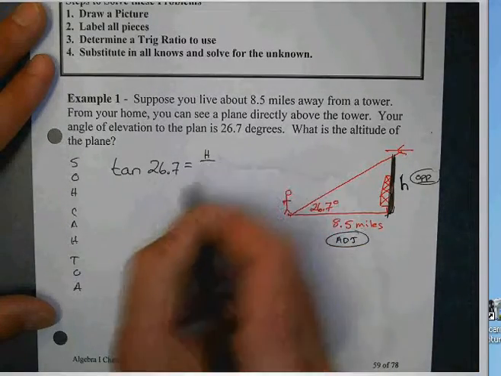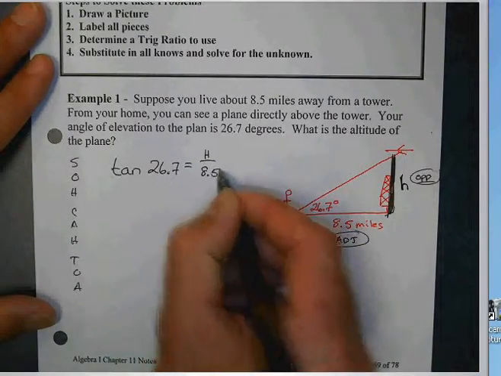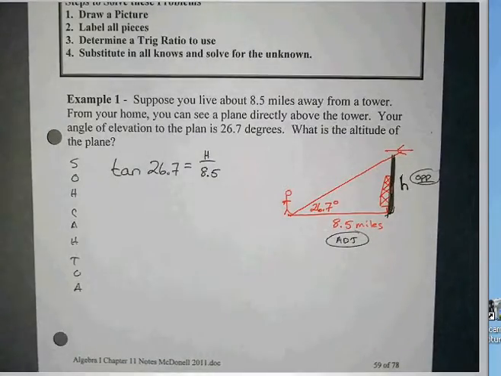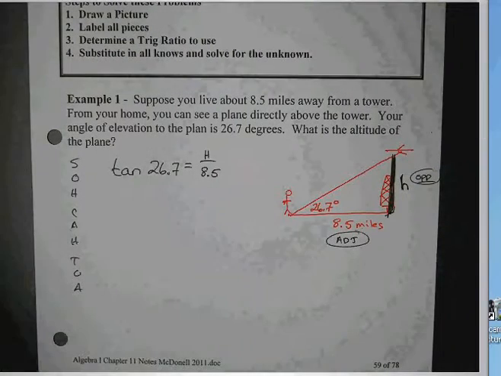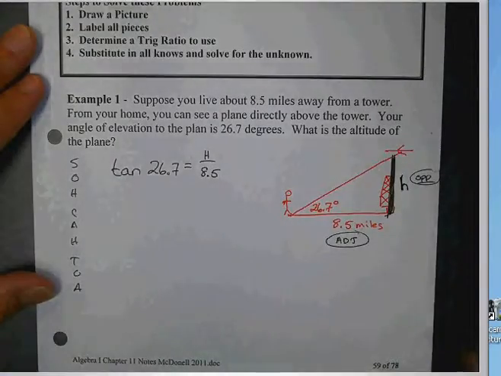Now take your calculators. Let's crunch this out. Make sure your calculator, if it's not in the right mode, make sure it's in your degree mode. So let's find the tangent of 26.7.